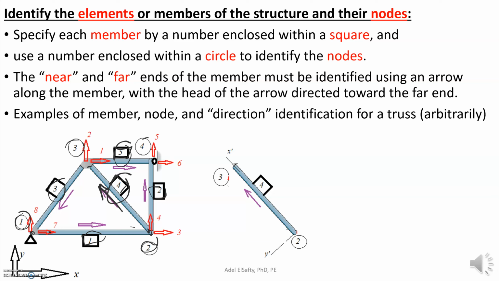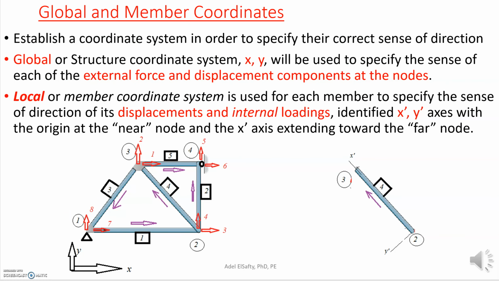This is very important when you assemble all these elements together to get the overall stiffness matrix of the structure. It will be very important that you follow that kind of procedure. So this is an example of the identification of the member in square, the nodes in circle, and the direction using the arrow. I just wanted to share that with you before we proceed so that we understand exactly how to solve the problem in a very easy way.